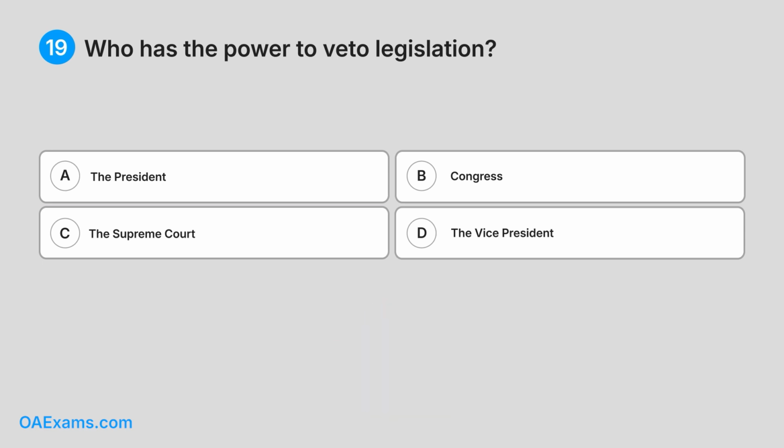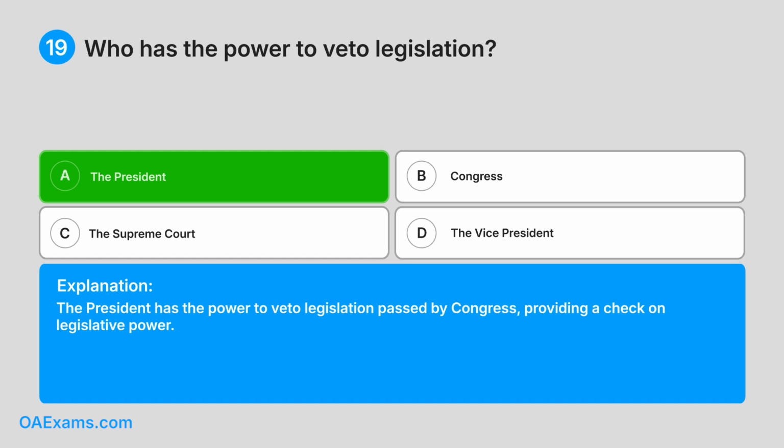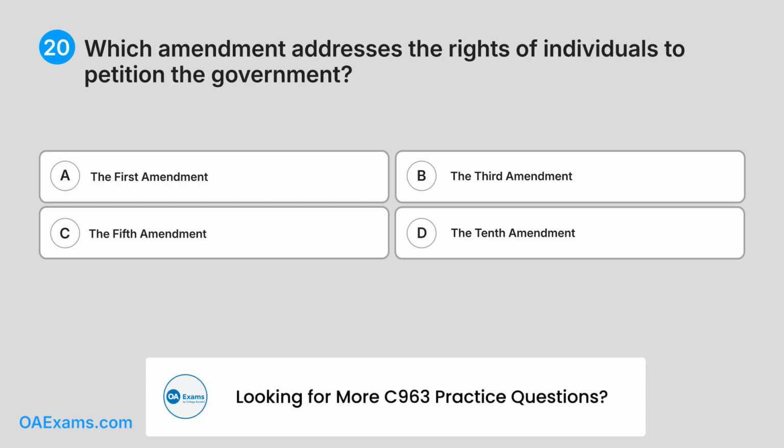Correct answer. A. The President. Explanation. The President has the power to veto legislation passed by Congress, providing a check on legislative power. 20. Which amendment addresses the rights of individuals to petition the government?